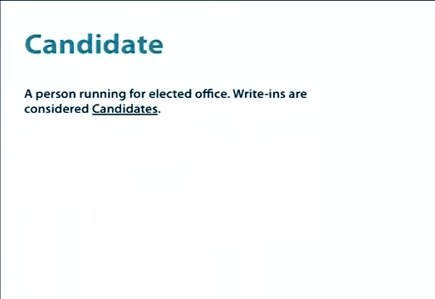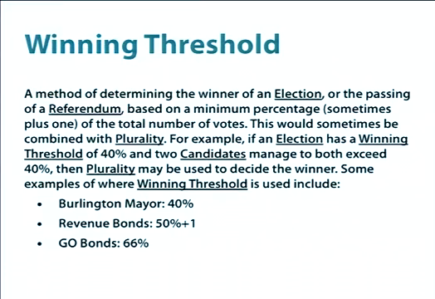Candidate, pretty straightforward. Winning threshold, so this is the method of determining winner or winners of an election. And you can see here there's actually some domain knowledge in this particular definition. We've got some examples of different types of elections and ballot items.